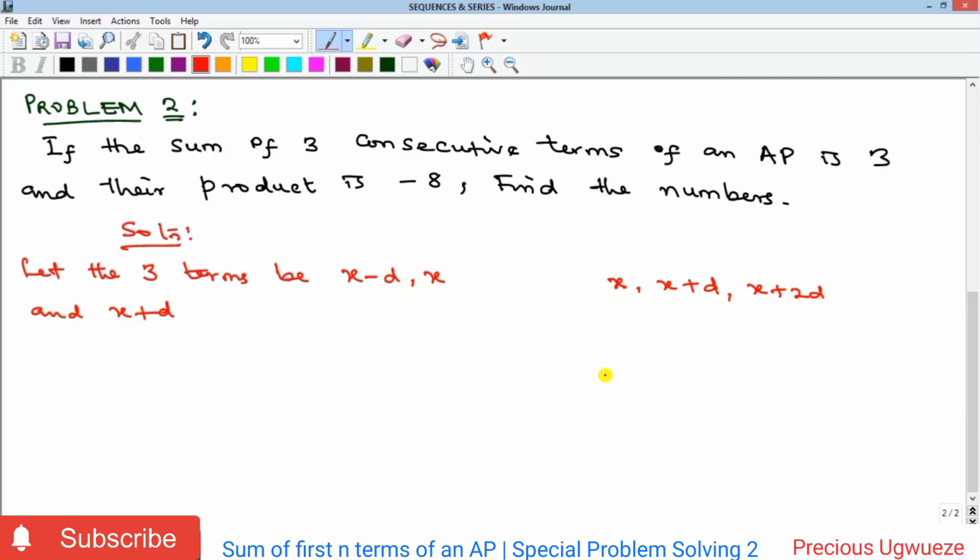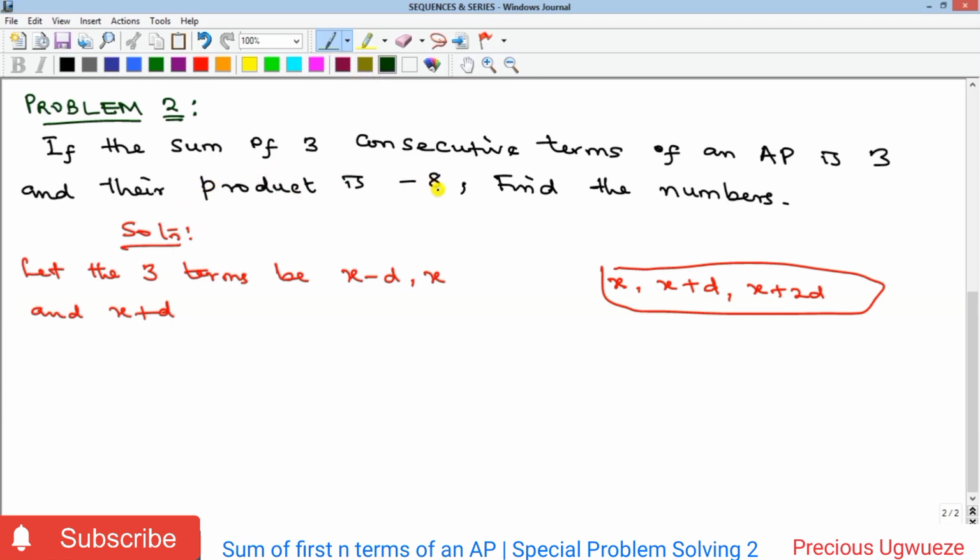Now, why am I doing this? As we continue, we are going to see why I didn't use the terms in the other form. I decided to take the common difference and remove it from this one to give me the previous term, and then I added it to give me the next one. So it's assumed that I started with x. I removed the common difference to get the previous term, and then I added the common difference to get the next term. As we continue, we're going to see why I had to use that. Okay, now let's go back to the question.